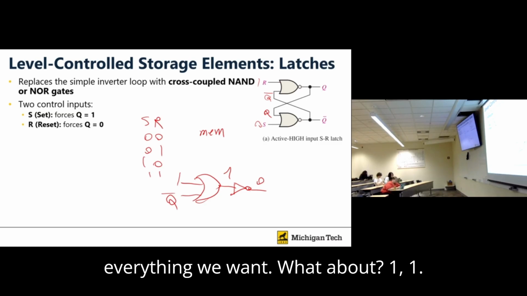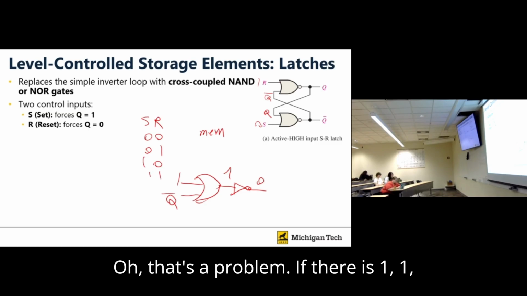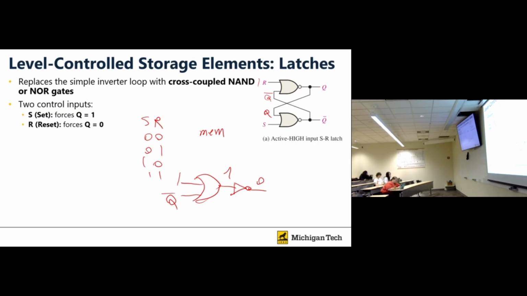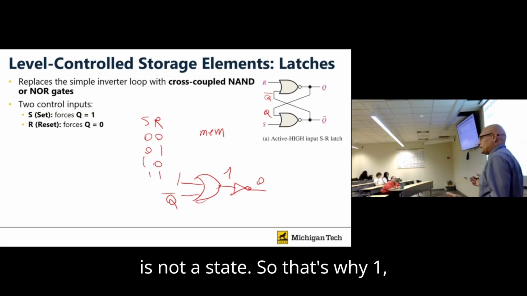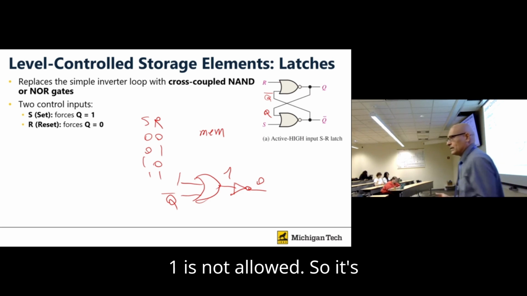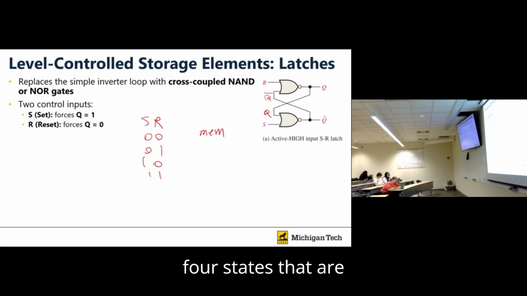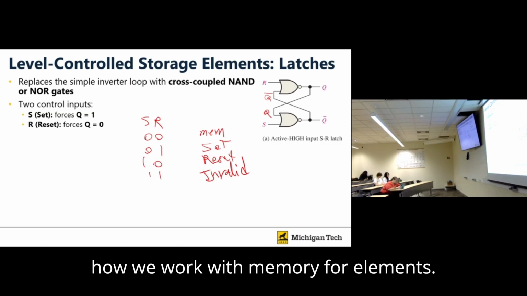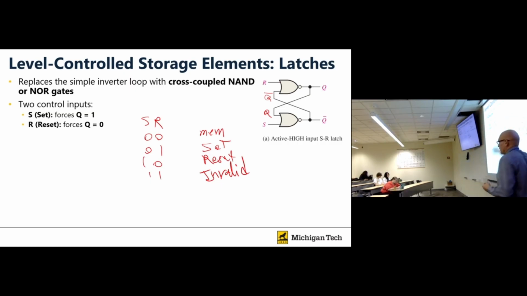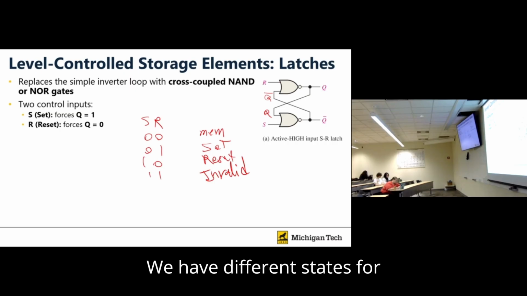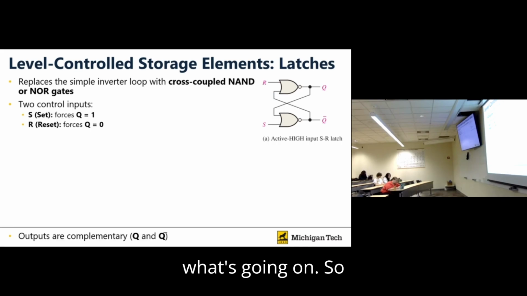What about 1, 1? Oh, that's a problem. If there is 1, 1, the system is not a state. So that's why 1, 1 is not allowed. It's an invalid state. So we have 4 states: memory, set, reset, and invalid. This is how we work with memory elements. We have different states for memory. Okay? So we got what's going on.